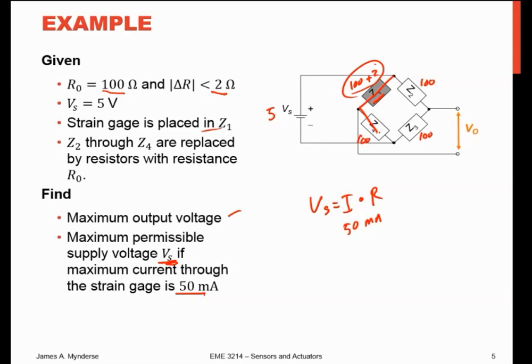So I'm just going to use 200 ohms for the nominal case because that's essentially worst case. So 0.05 times 200 gives us a Vs equals 10 volts maximum. So if I use a 10 volt supply here, I won't overcurrent my strain gauge, and that'll give me the maximum V output that I need.